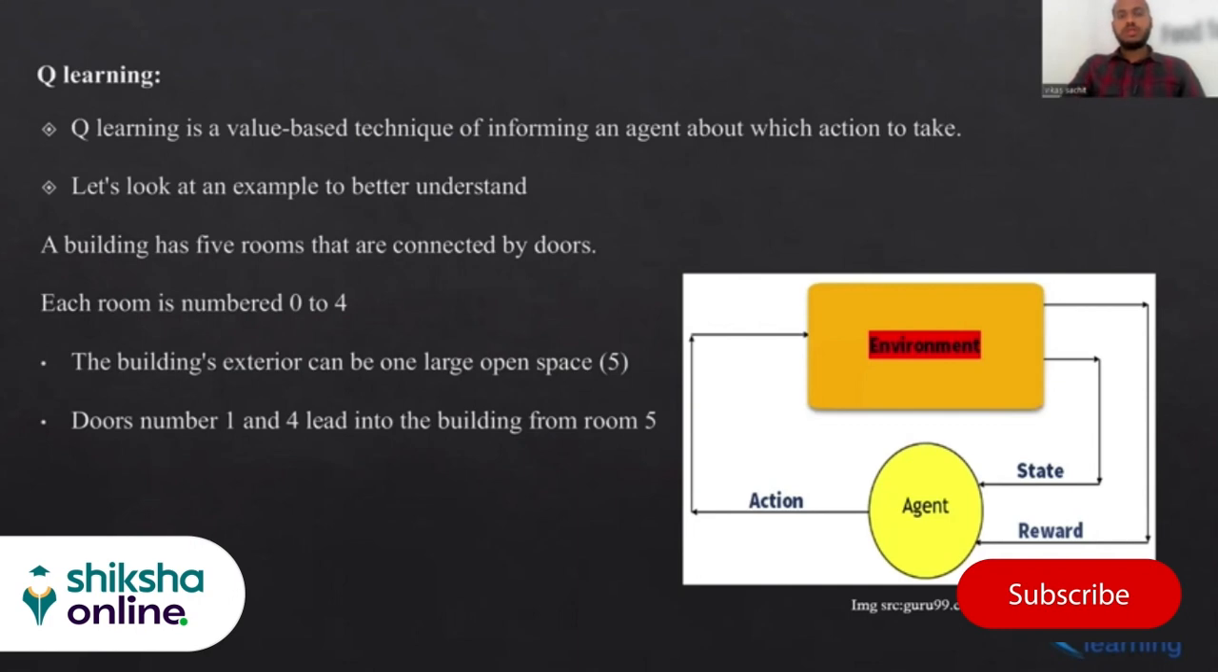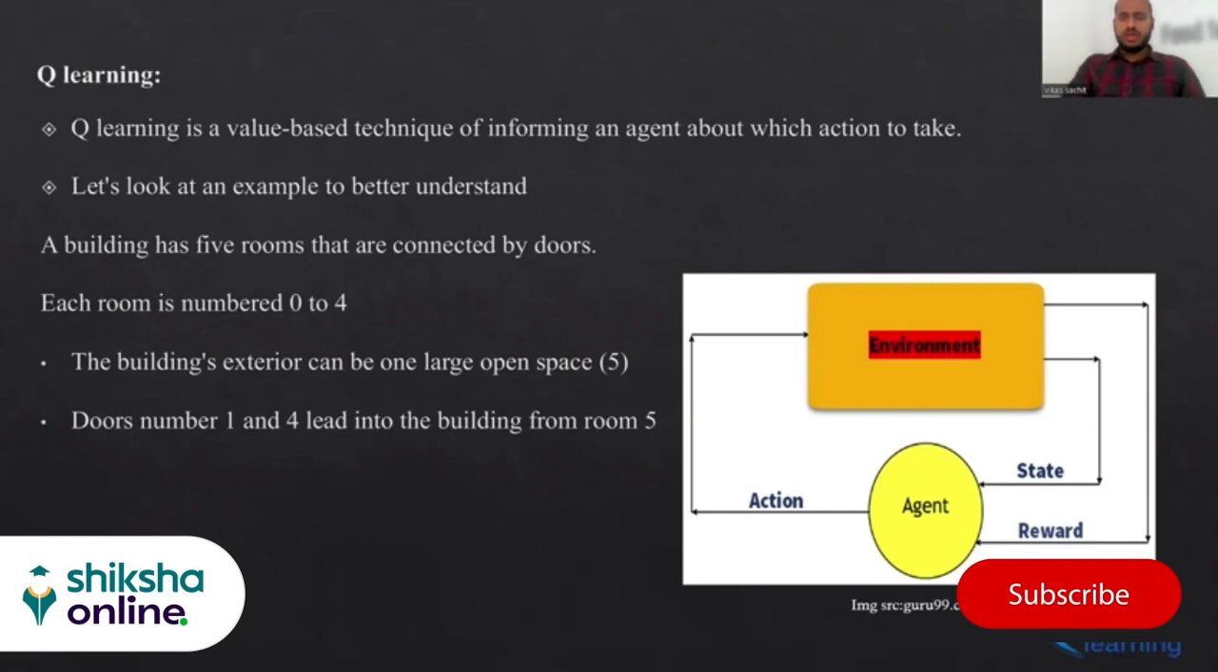Now let us understand Q learning. What is Q learning? Q learning is a value-based technique of informing an agent about which action to take. In the earlier Markov steps, it is not going to give any value, it is going to learn by itself. But here, we'll give a certain value to which action it should take.